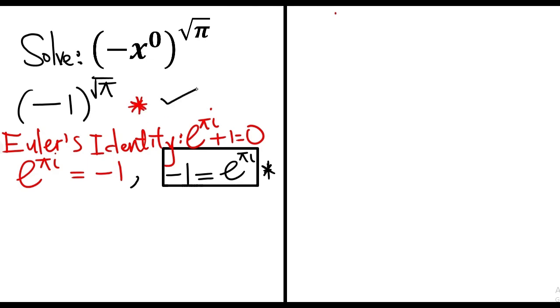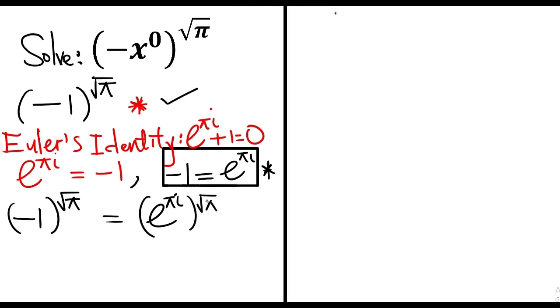So this expression here can be written by replacing minus 1 with e to the power of pi i, since it is established that minus 1 is equal to e to the power of pi i. So minus 1 in parentheses raised to the power of root of pi can now be written, because minus 1 is replaced by e to the pi i, as e to the power of pi i, that is minus 1, then raised to the power of root of pi.